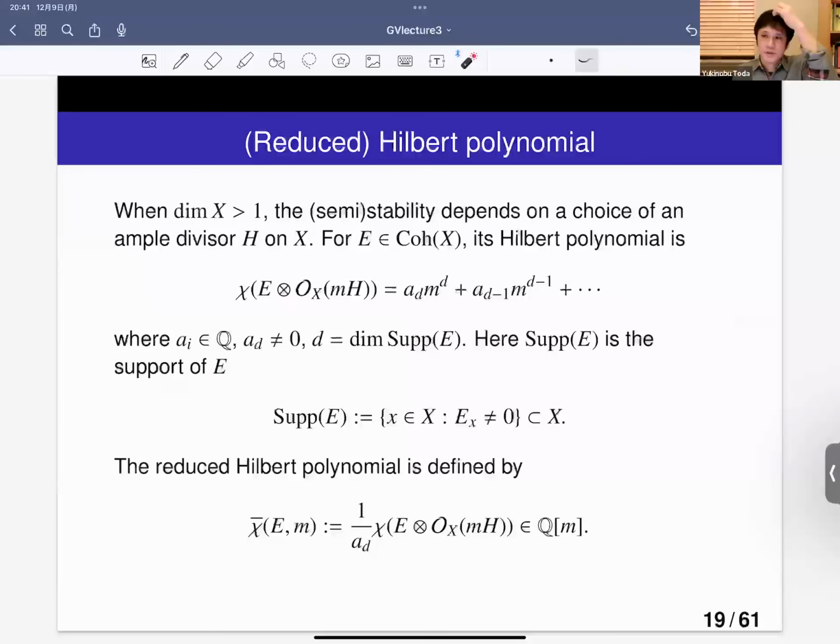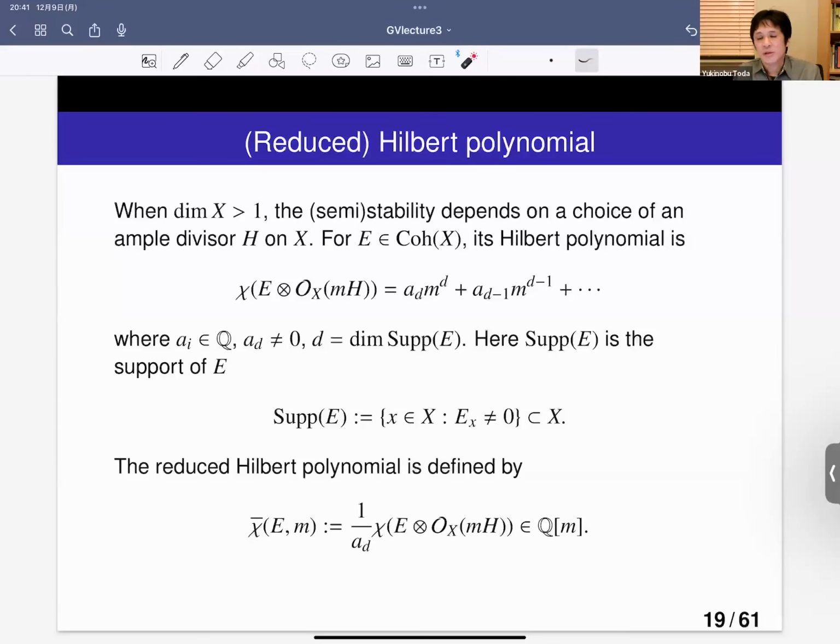So that was the story in the curve case, and we can extend it to the higher dimensional case. But one difference in the higher dimensional case is that the stability condition is not canonically determined, and you have to make some choice. Classically, the choice of stability condition on the category of coherent sheaves is given by a choice of some ample divisor H on X. We can also consider an ample divisor with Q coefficients or R coefficients.